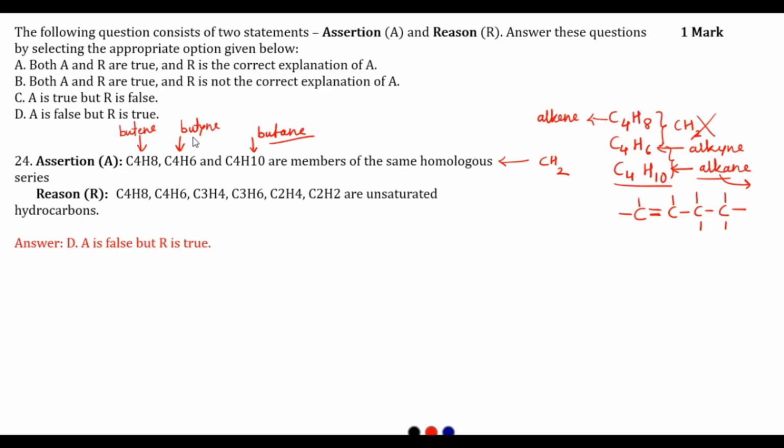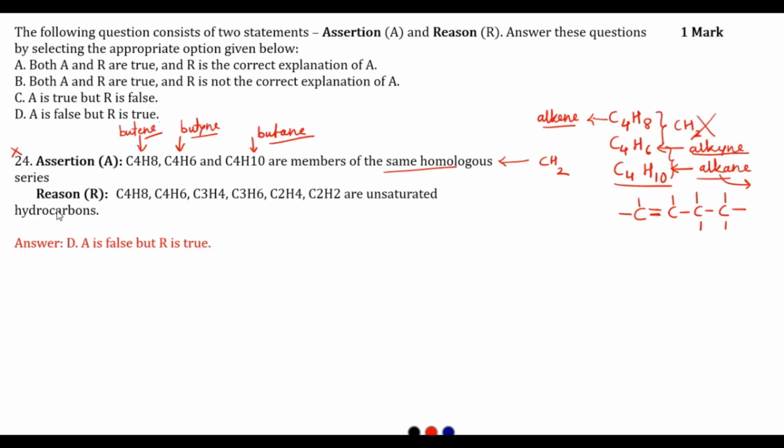Then butyne, it is a member of the alkyne homologous series. Butene, it is a member of the alkene homologous series. These cannot be the members of the same homologous series. Therefore, the assertion is false. We understood the assertion is false.